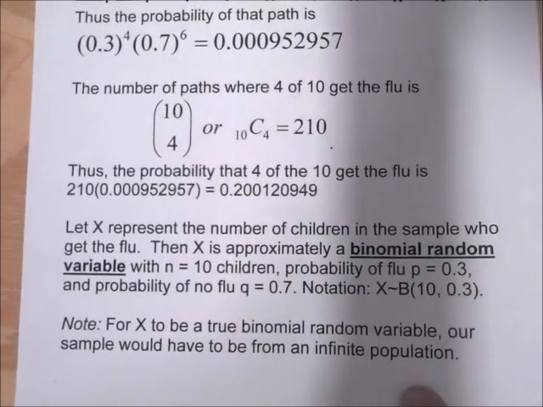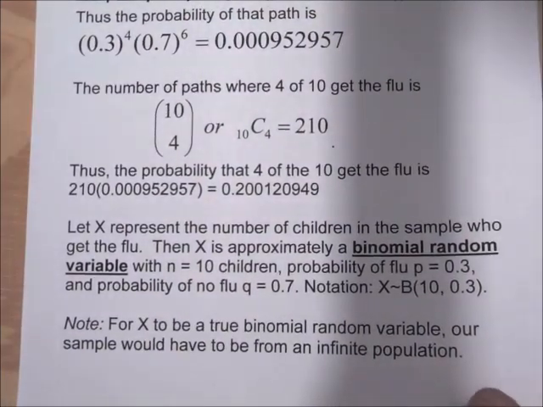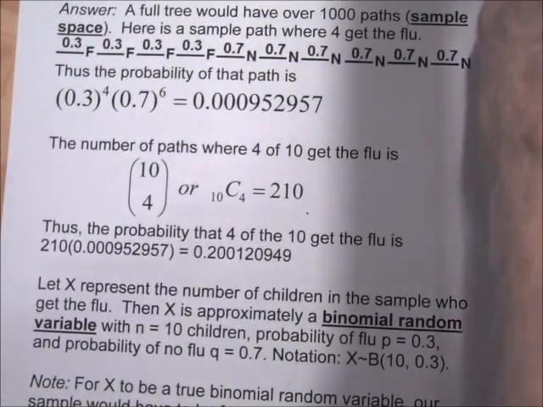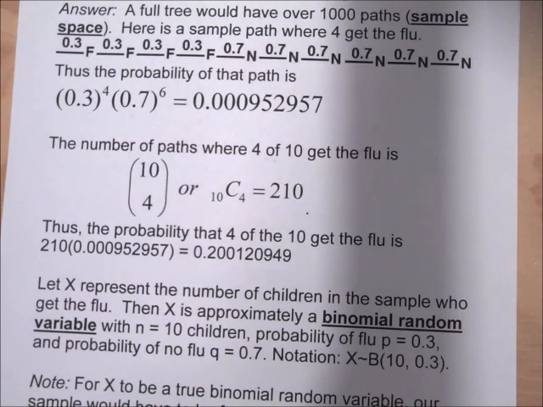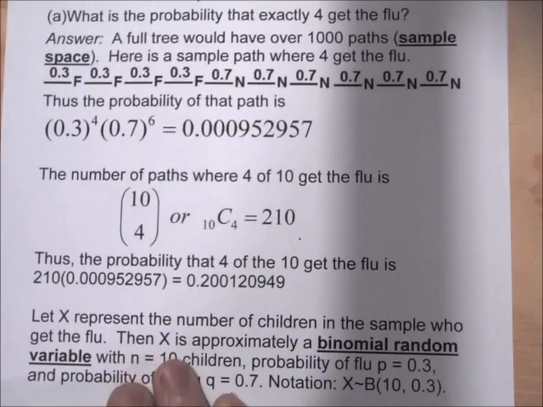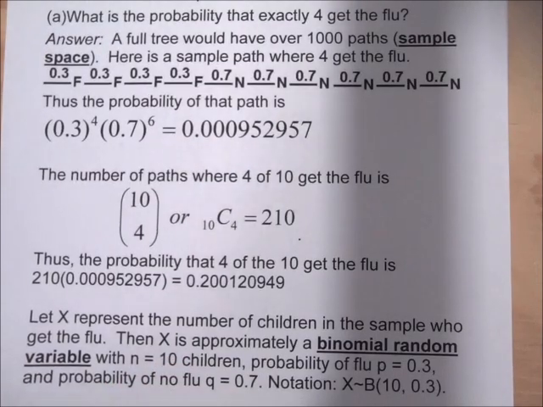For X to be a true binomial, the sample would have to be from an infinite population. Typically you have a sample of a couple hundred or a couple thousand from a population of millions. So it's a sample of 1,000 people from a population of millions. That's not an infinite population, but it's big enough that the probabilities are close to being binomial, and we usually treat that as a binomial.